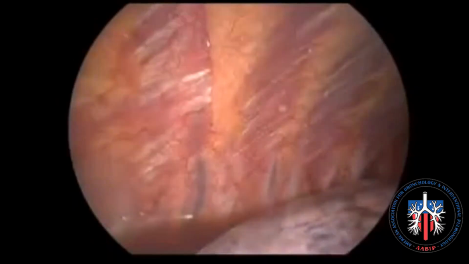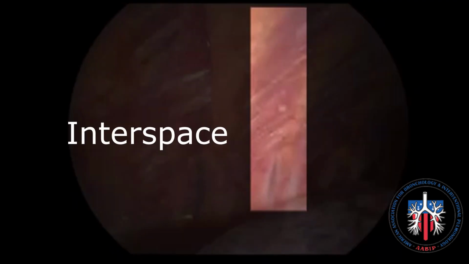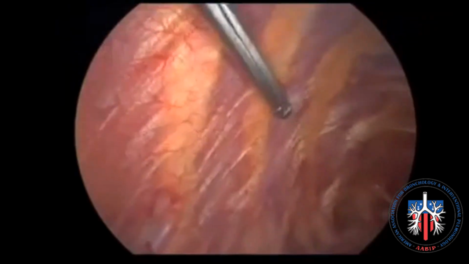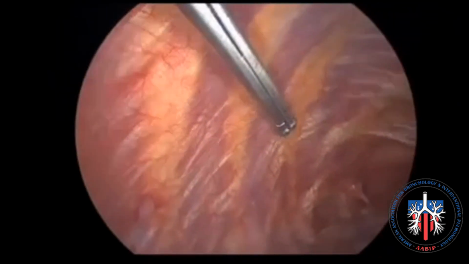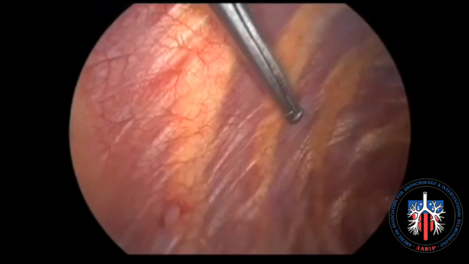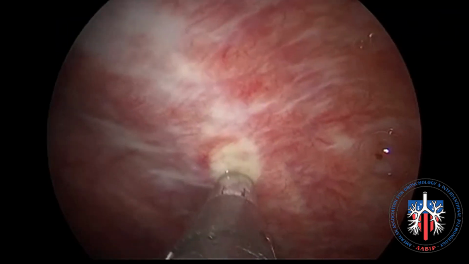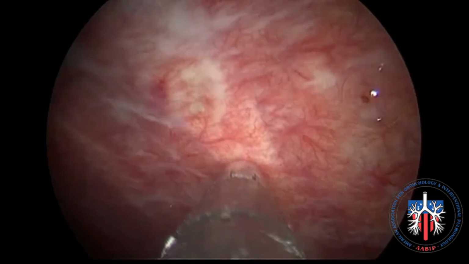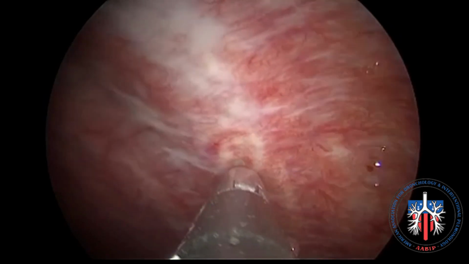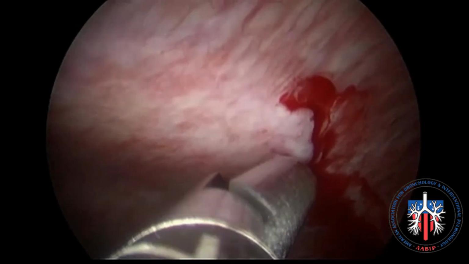When performing forceps biopsies, identify the rib and interspace, and only biopsy over the rib as demonstrated here. Here, the rib is identified by pressing on it with forceps. Biopsies are taken by gently pulling the tissue and the forceps parallel with the rib.